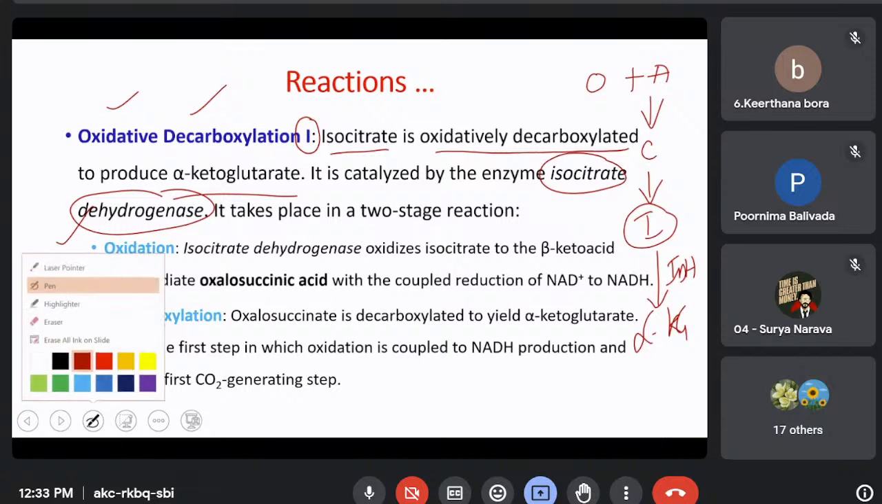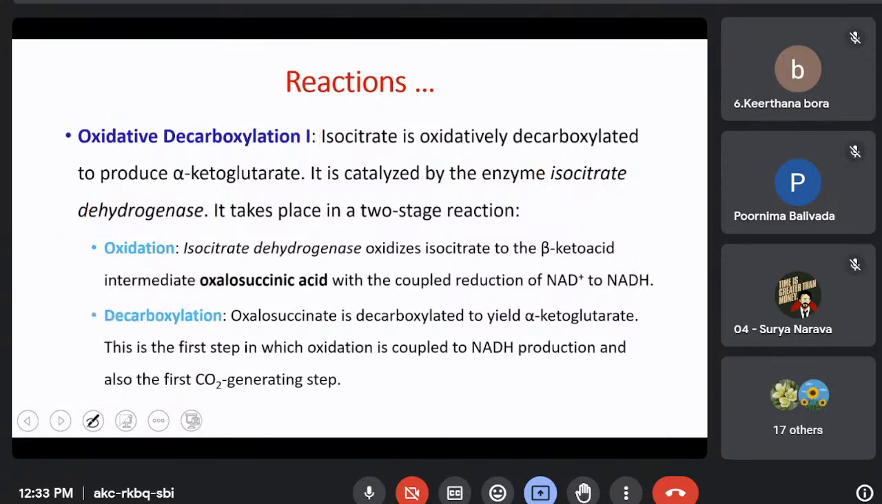And this is again a two-stage reaction. Like the previous isomerization, it is also a two-stage reaction. The first reaction is oxidation. The second reaction is decarboxylation. In the first reaction, that is oxidation, what happens? Isocitrate dehydrogenase, the same enzyme, oxidizes isocitrate to a beta keto acid intermediate, which is called oxalosuccinic acid. Okay, the first product that is produced due to oxidation is oxalosuccinic acid.